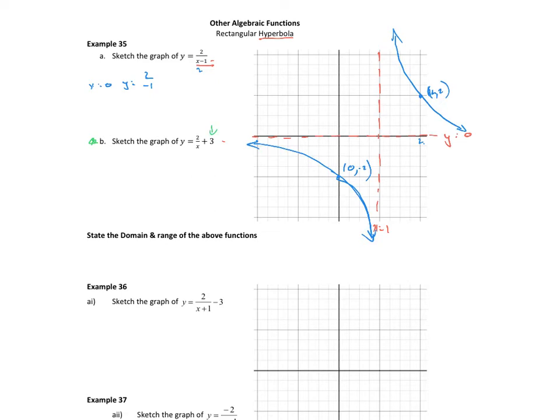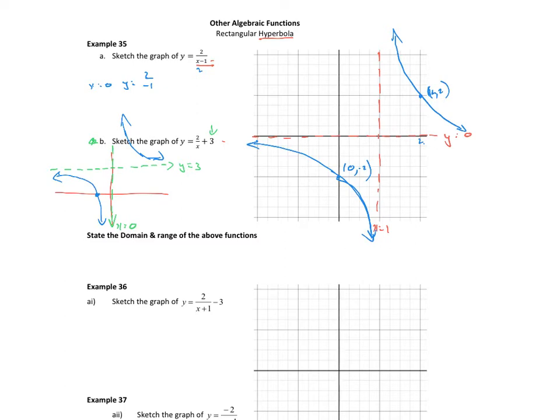For B, obviously the 3 is the only shift, so the whole graph moves up 3 units. So perhaps instead of trying to sketch it on the same thing, we might just do a quick sketch over here. My horizontal asymptote has been moved up 3 units, so it's now at y equal to 3. No horizontal shift, so my vertical asymptote is still at x equal to 0. Positive hyperbola, so we know it's in the top right corner and bottom left corner. Let's find that point in particular.